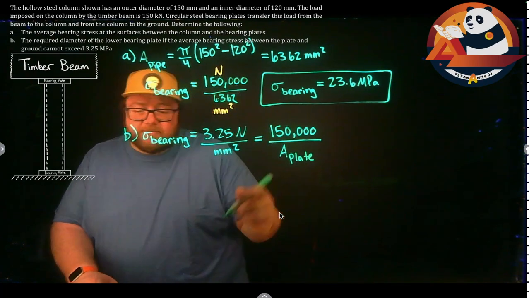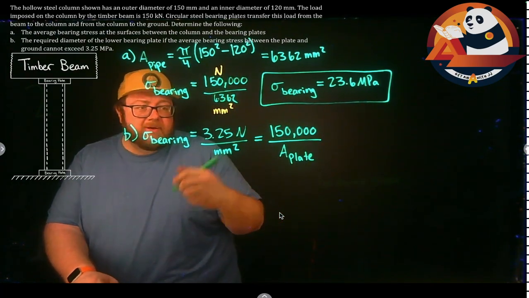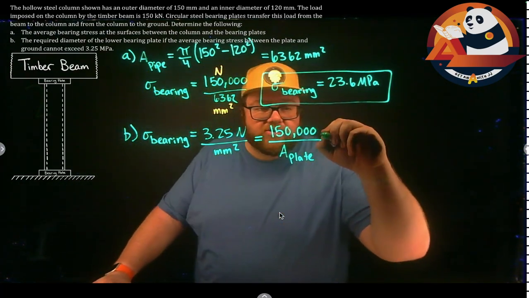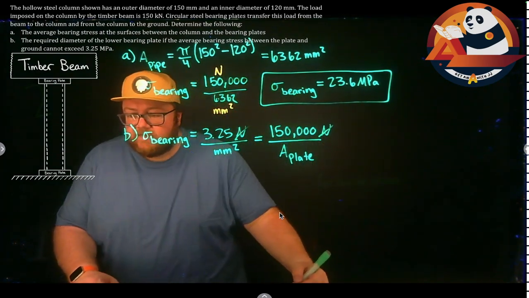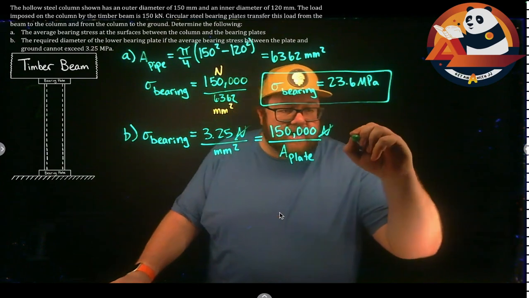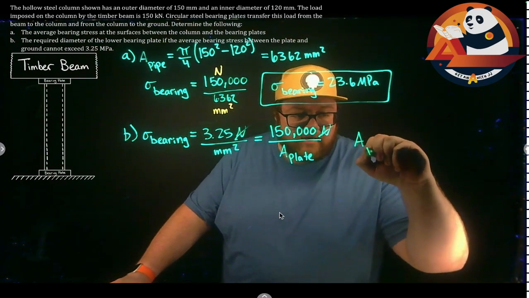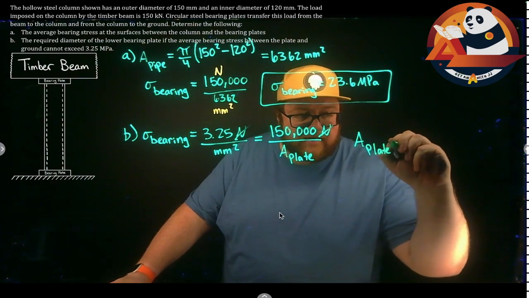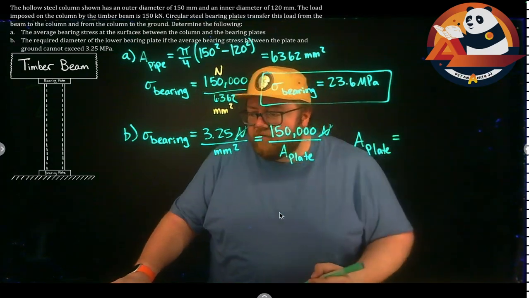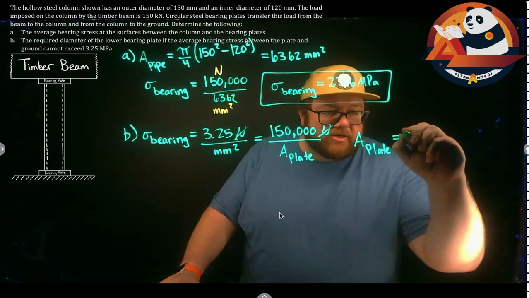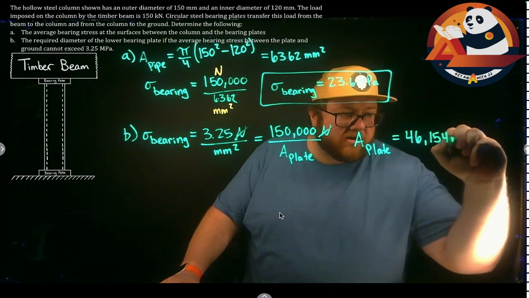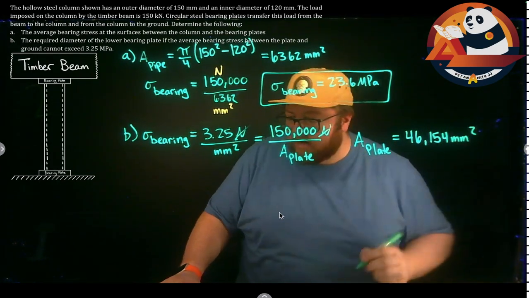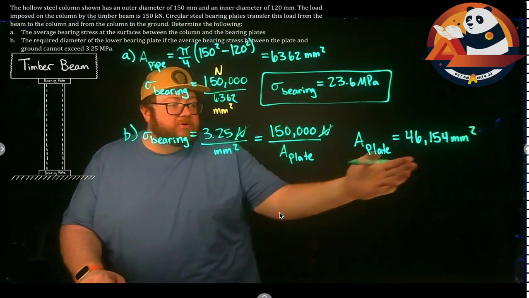And I can solve that for my area of the plate. I should get millimeters squared coming out, because the newtons are going to cancel, and I'll be left with millimeters squared. And I should get my area of the plate. A plate is 46,154 millimeters squared.